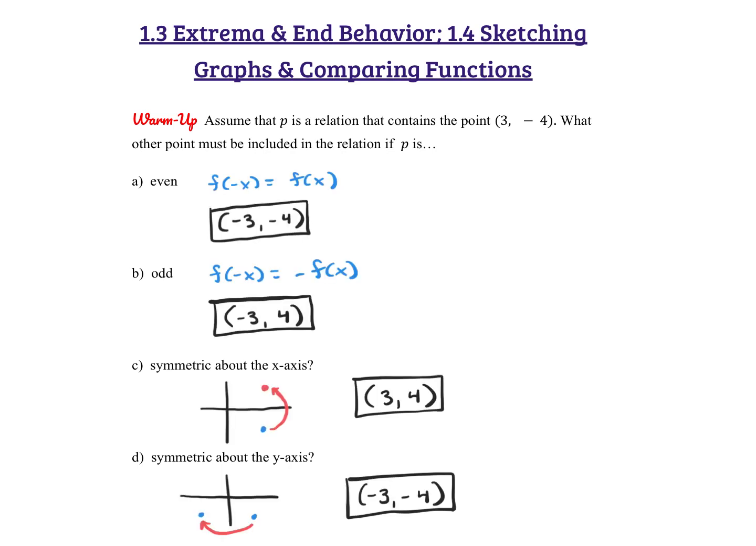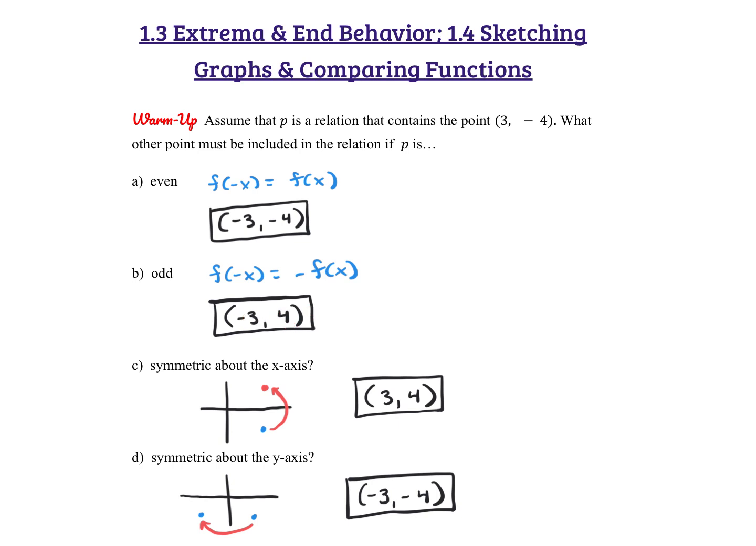All right, go ahead and check your answers here. So remember, the definition of an even function is that f of negative x equals f of x, meaning plugging in the opposite x value gives you the same y value. So notice 3 became negative 3, but my y value stayed the same. The definition of an odd function is f of negative x equals negative f of x, meaning if you plug in the opposite x value, you get the opposite y value.